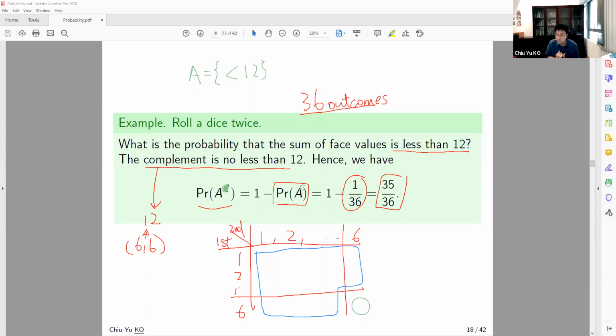Is that okay? At this point, maybe I should change it. If you feel it's confusing, I should write that down. I should change it a little bit. If you think A and AC are confusing, maybe I should write what A is. Okay. Is that okay?